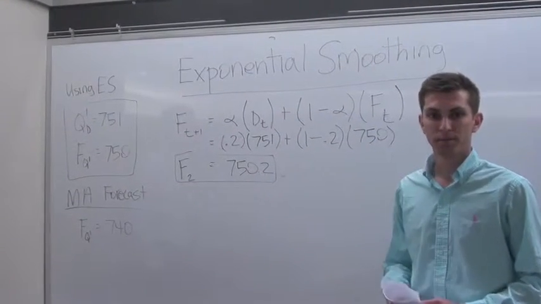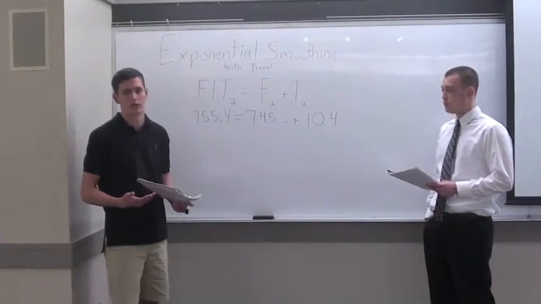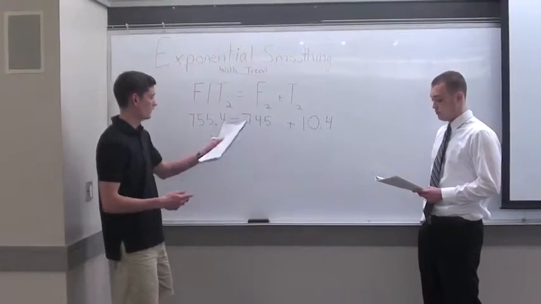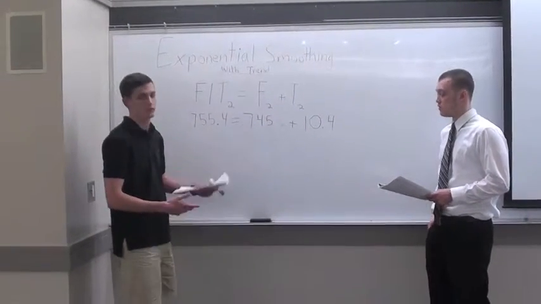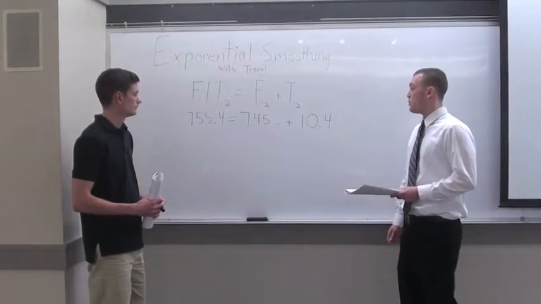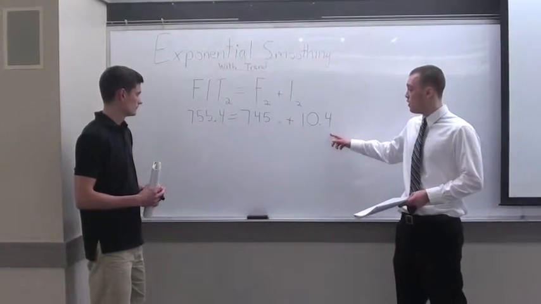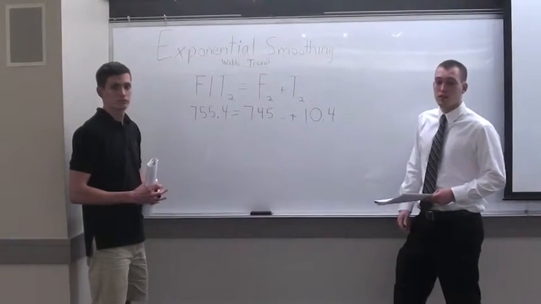Very similarly to our colleagues, we used the exponential smoothing method, but we incorporated trend. The first thing we did, we solved for F, which is the base forecast from period T from the simple model, and we got 745. We then solved for the forecast of the trend component demand for period T and got 10.4. That ultimately got us 755.4.